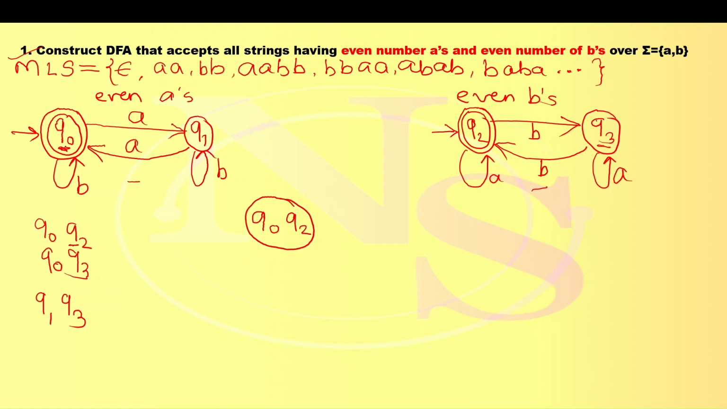Check whether both states are starting states. Yes, Q0 is starting, Q2 is also starting. Also, Q0 is final, Q2 is also final. As both states are final, I will make Q0 Q2 final. As both states are starting, I will make Q0 Q2 the starting state. In another way, as Q0 is combined with Q2, similarly Q0 can be combined with Q3. So write down here Q0 Q3.